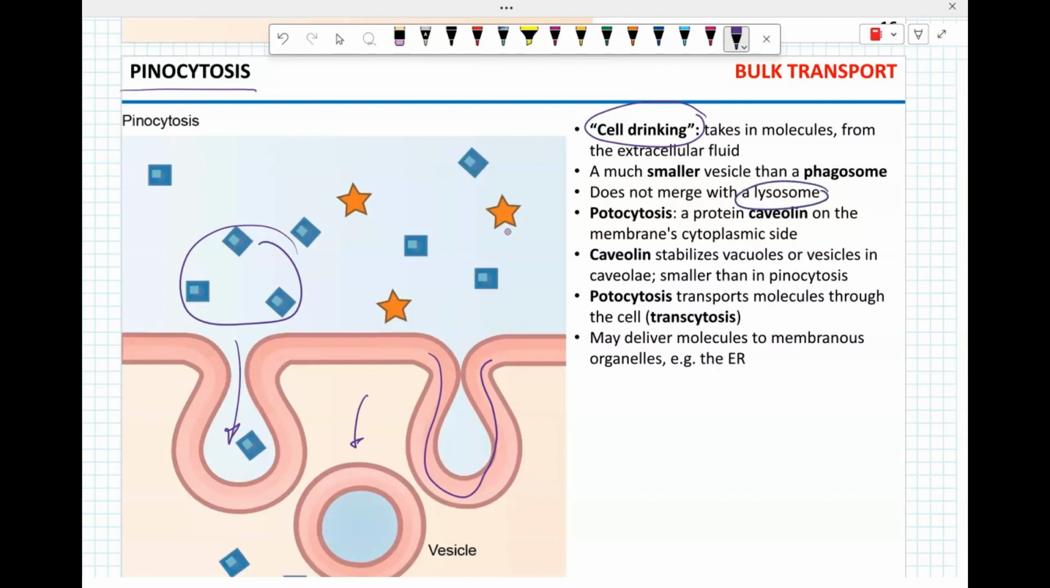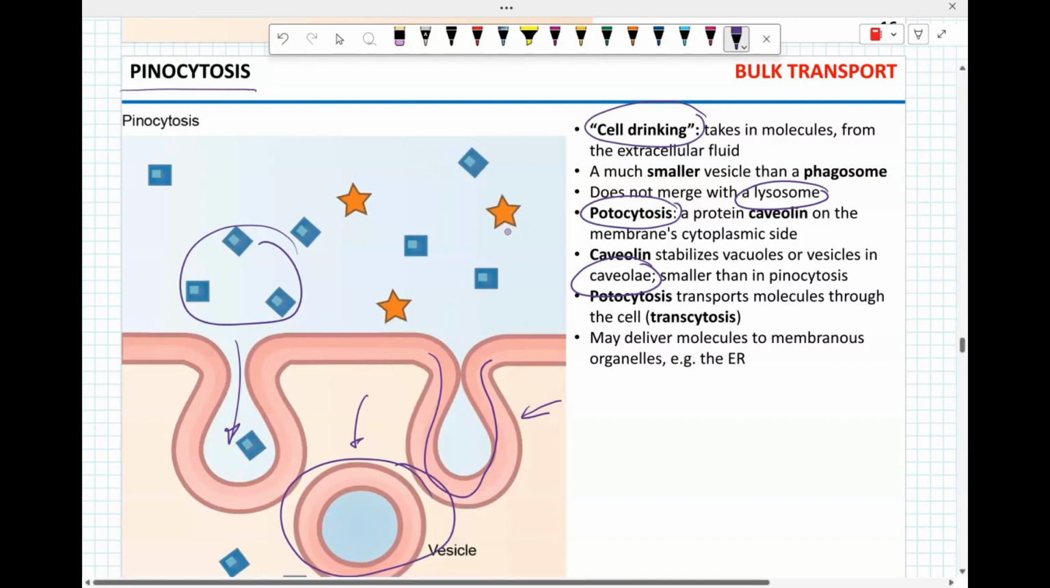A subtype of pinocytosis is podocytosis, when the protein caveolin stabilizes the fragment of the membrane, and that results in the formation of a stable vesicle called caveolae. These vesicles are usually smaller than the ones formed in pinocytosis.